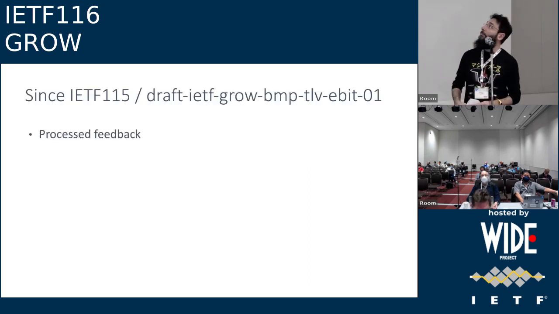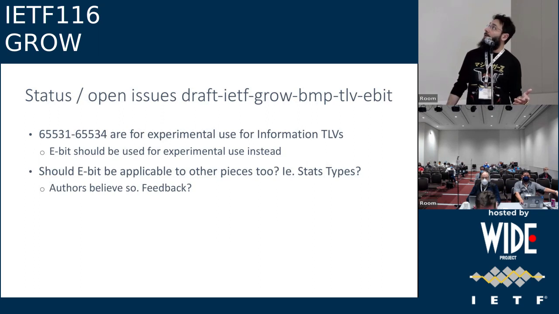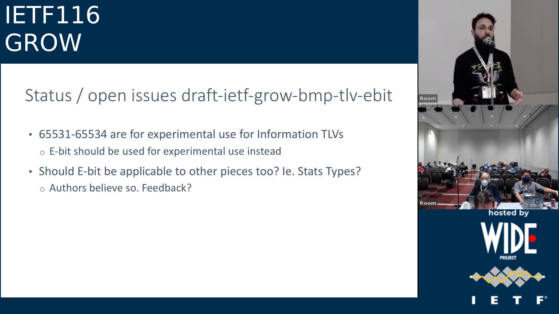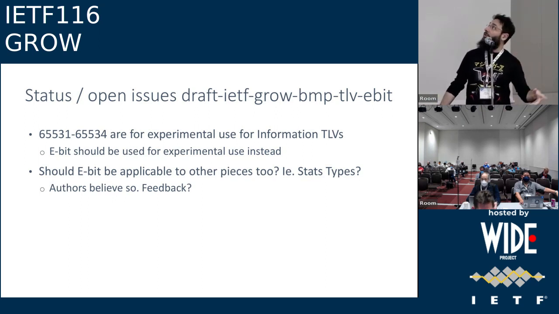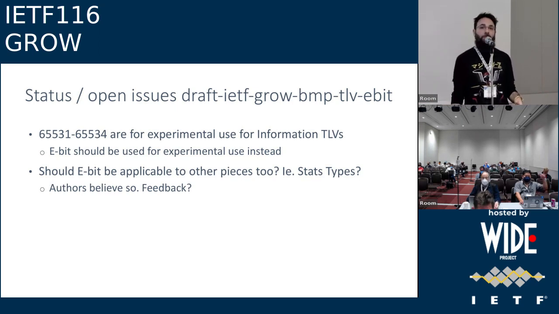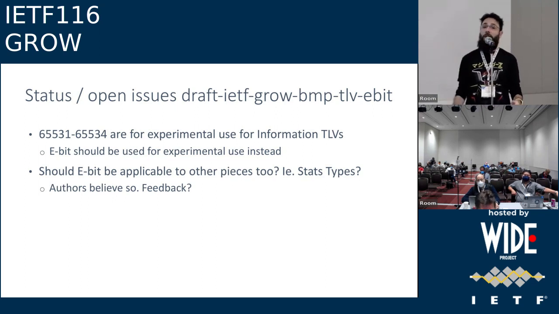Next slide. So what happened to the EBIT draft since the last time is that feedback was processed. If we go to the next slide, which is the only really interesting one, it's the open items. In version number 1, which is the one I put together before coming here, one step back: we were reported that 65,531-4 were allocated by IANA for experimental use as TLV types. And so this is conflicting with the EBIT draft. As an interim solution, to register that this feedback was processed, in version 1 of the draft I just said that we have the EBIT draft, but we still honor these allocations, right?